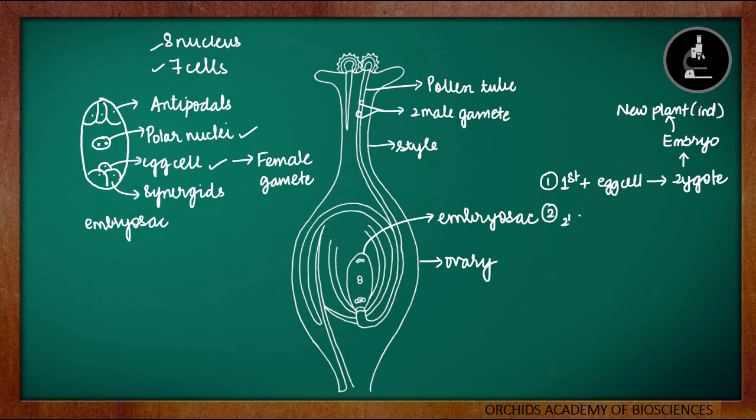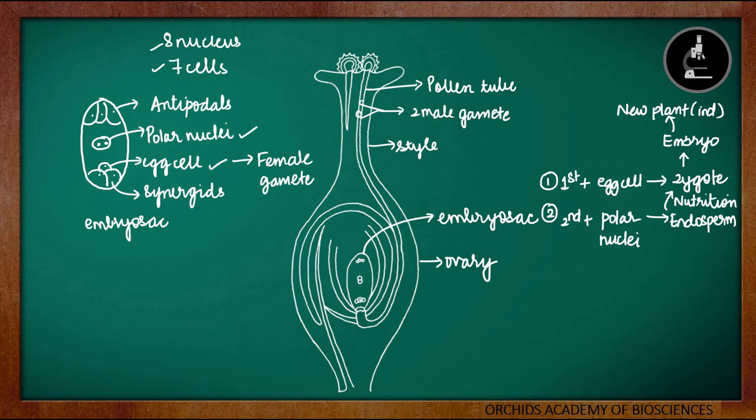Now what happens to the second male gamete? The second male gamete will fuse with the polar nuclei, to later develop into the endosperm. What is the function of this endosperm? This endosperm will be providing the nutrition to the developing embryo.